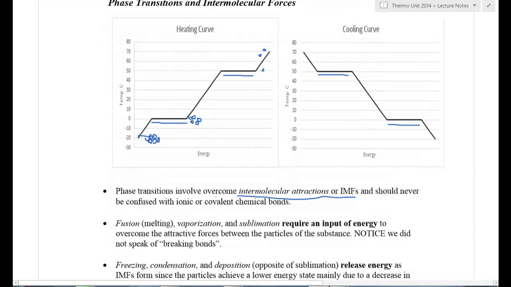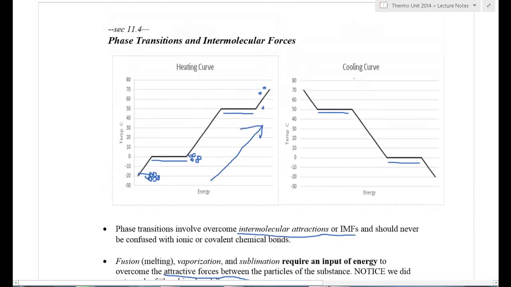Okay. So if I look at fusion, which is considered melting, vaporization, and sublimation, so melting, vaporization, or sublimation, which is going directly from a solid to a gas, they require an input of energy. Energy has to be added to allow these phase changes to occur. Okay? They require the input of energy, and they require overcoming attractive forces between the particles. Okay? We did not say breaking bonds. We don't want to be talking about breaking bonds when we're talking about IMFs.